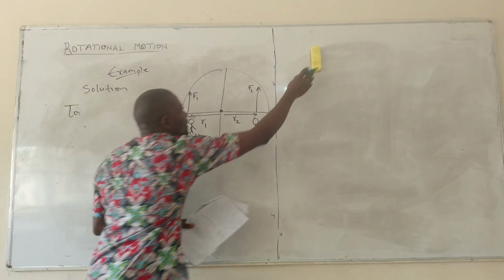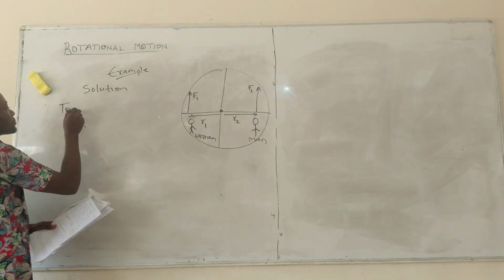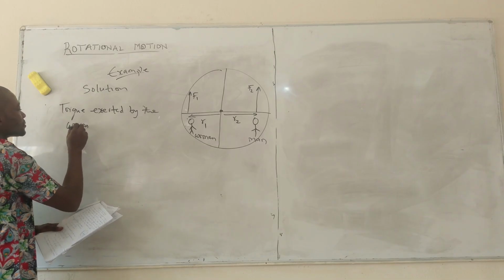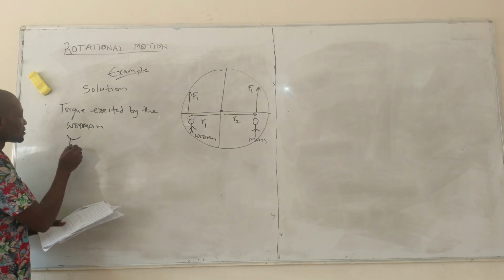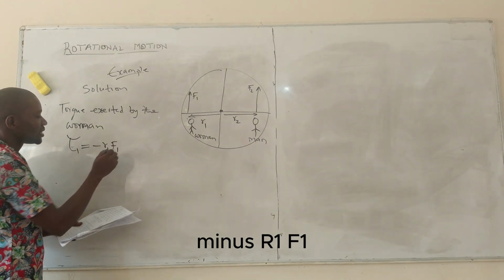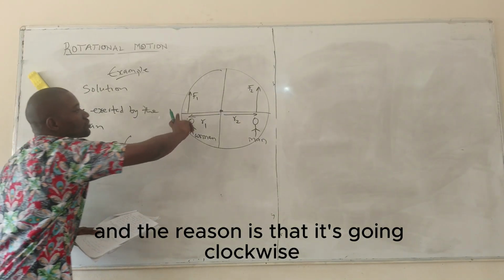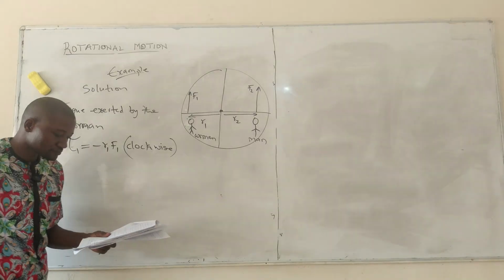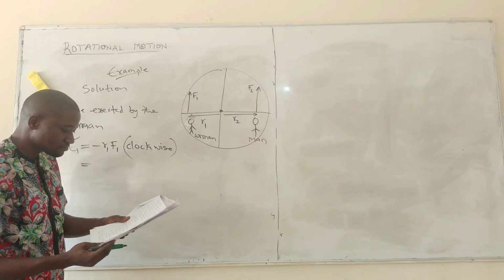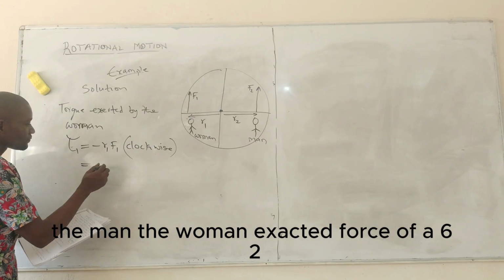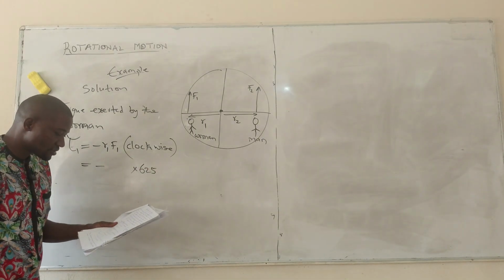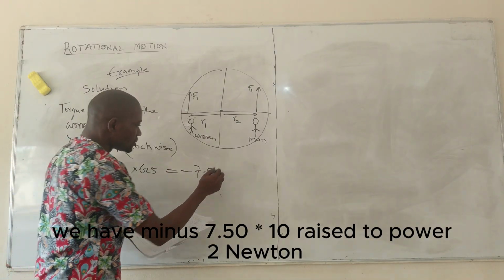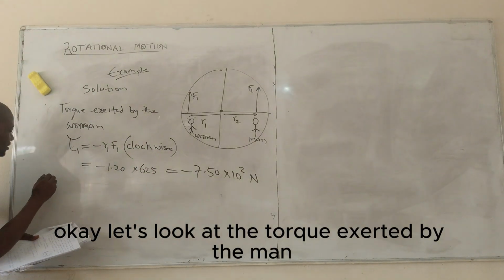So tau exerted by the woman is minus R1 F1. And the reason is that it's going clockwise. Remember, I said the direction of tau, if it is clockwise, we put negative. So let's substitute and see. From the equation, the woman exerted a force of 625 and the distance 1.20. So if we simplify this, we have minus 7.50 times 10 raised to power 2 Newton meter. Okay, let's look at the tau exerted by the man.